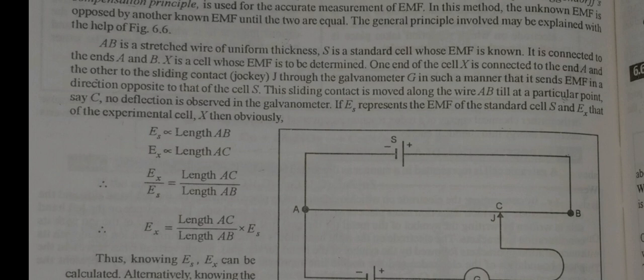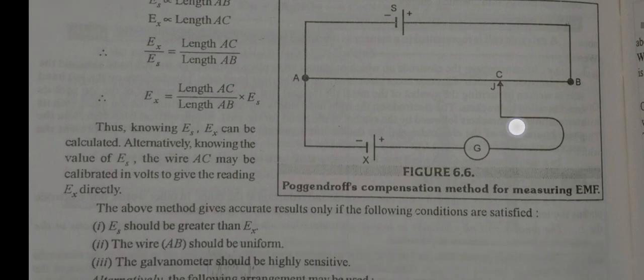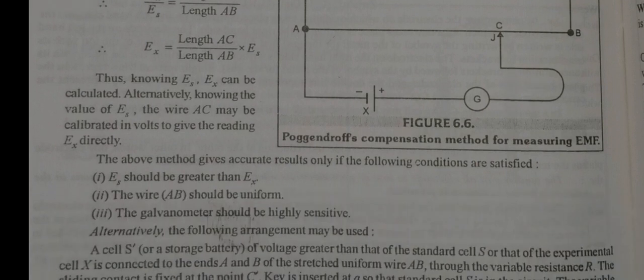If ES represents the EMF of the standard cell S and EX that of the experimental cell X, then obviously ES is directly proportional to length AB, and EX is directly proportional to length AC. Therefore, EX by ES is equal to length AC upon length AB. Therefore, EX is equal to length AC upon length AB into ES. Thus, knowing ES, EX can be calculated. Alternatively, knowing the value of ES, the wire AC may be calibrated in volts to give the reading EX directly.